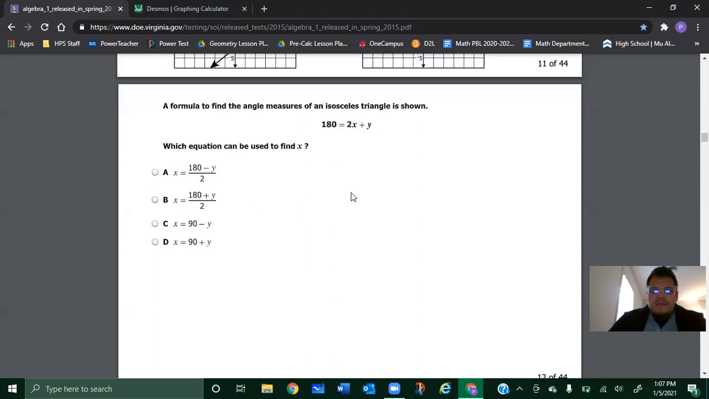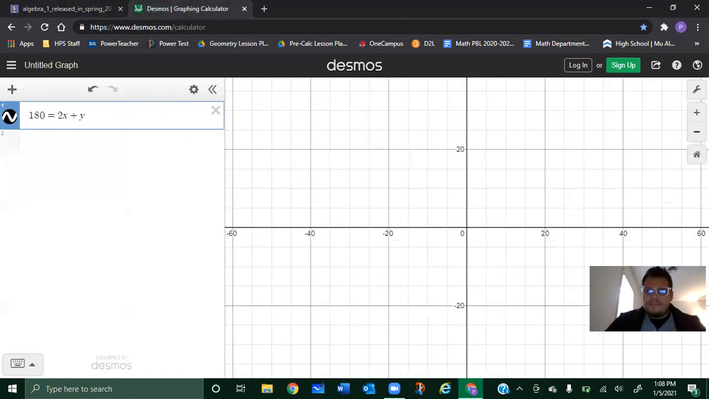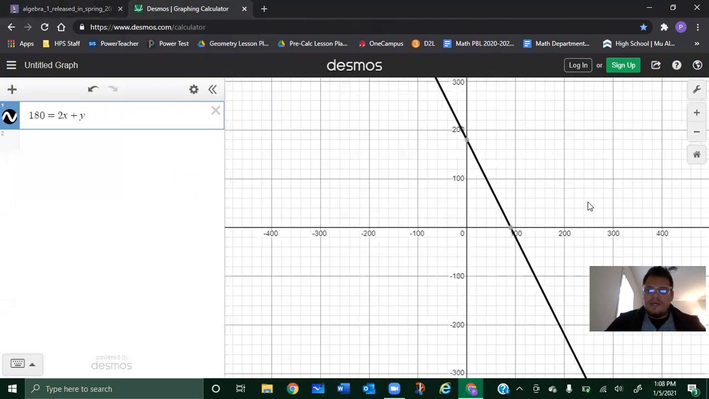So what we do when we're looking for equivalent or the same expressions, it's as easy as typing this into the first line and typing these into the following lines. I'll show you. So we have 180 equals 2x plus y. And I just want to say there are different variations of this. So beware of that.